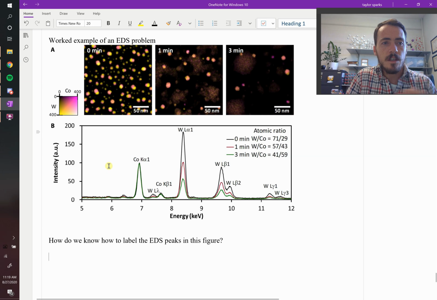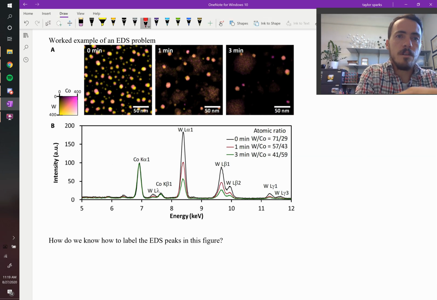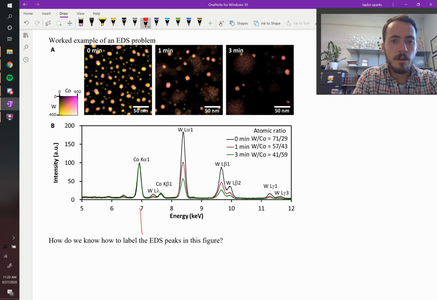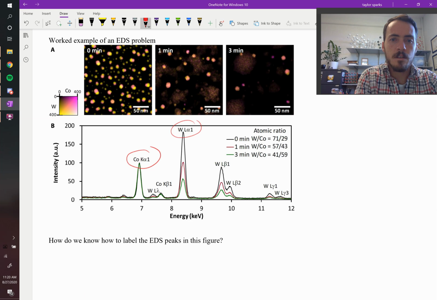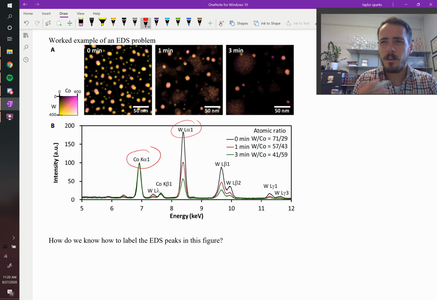Well, they generate this EDS spectra. This EDS spectra, you can see, has a bunch of peaks, like a peak right there, and another peak right there, and it's got small ones, and they've gone ahead and labeled these things. For example, they say that this first one right there is cobalt K alpha 1, whereas this one is tungsten L alpha 1. So what on earth are they talking about?